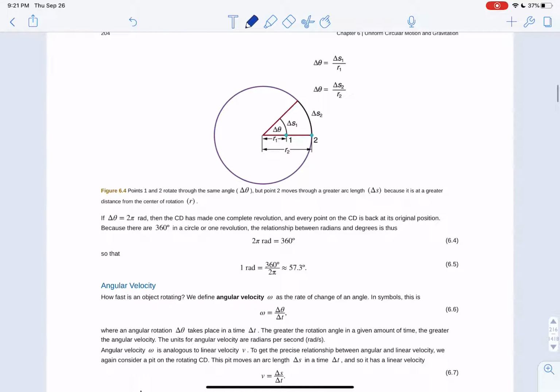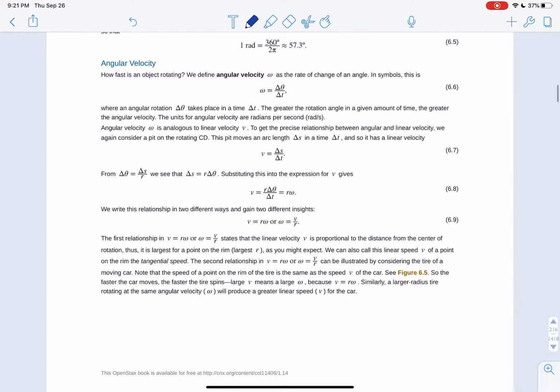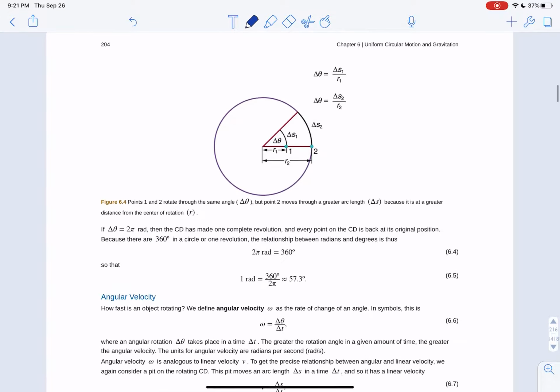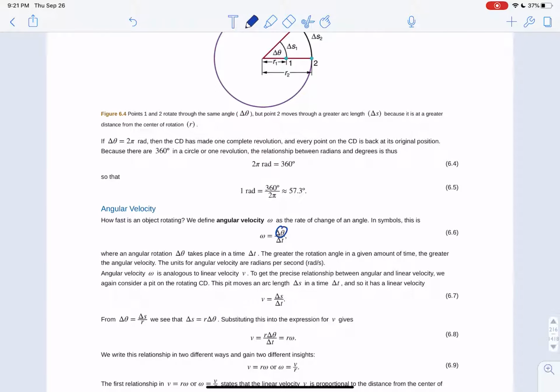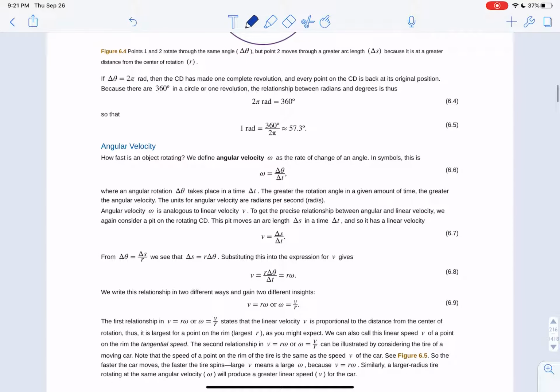And then 1 radian is 57 degrees. All right, so then we have to come up with some new variables. If we want to talk about this angle changing over a certain amount of time, that's defined as the angular velocity. So rather than meters per second, now we have radians per second, and that's angular velocity. So now we can talk about how quickly something's orbiting around, using radians per second.